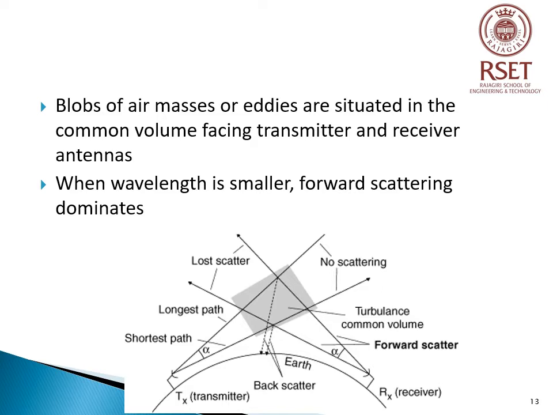When the wavelength is more than the eddies, scattering may occur in all directions, even some backscattering also. But when the wavelength is smaller, forward scattering dominates. But we have undesirable noise and fading, and it has to be minimized by diversity reception techniques.